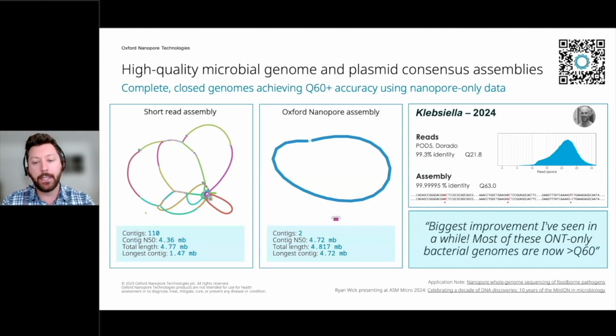On the right, we see a case study from Ryan Wick at the University of Melbourne, showcasing a bacterial genome assembled using Oxford Nanopore reads and recent base callers. The final assembly achieved Q63 consensus accuracy, or 99.99995% identity. This level of accuracy makes Oxford Nanopore ideal for applications like plasmid and viral vector characterization, where you need complete, confident assemblies from a single sequencing assay.